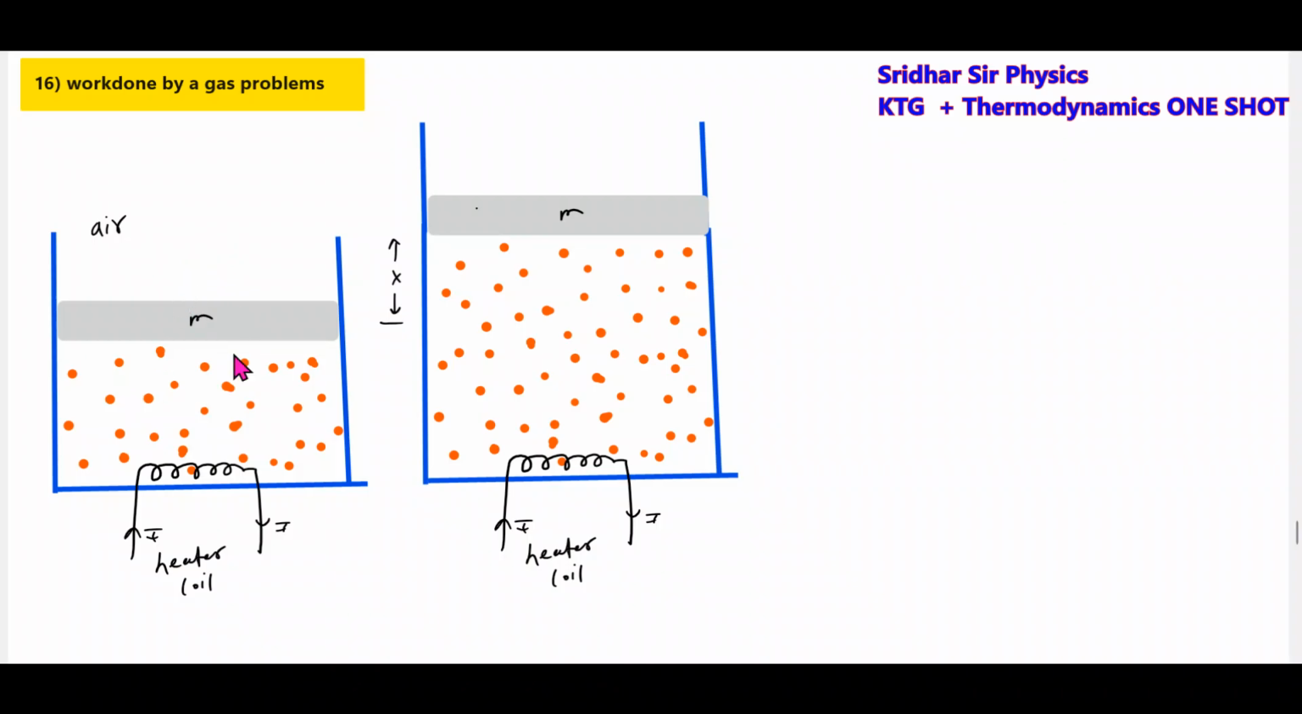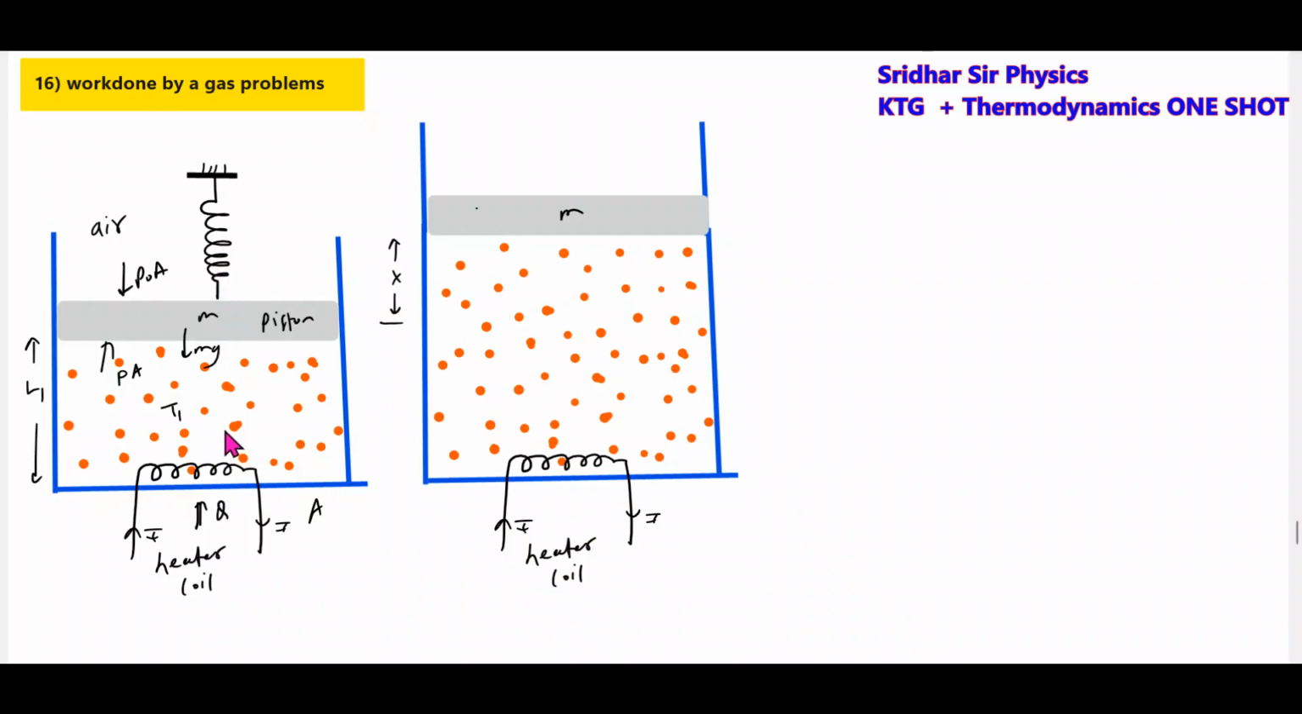Next we'll discuss the work done by the gas. This heater coil will supply the heat. Initial temperature T1, the length of this will be L1. Let the area of cross section of this cylinder be A. This is a piston. What are the forces acting? P naught A, mg, and the pressure force, let it be PA. Here we'll bring one spring also. Okay, fine. So these are the things.